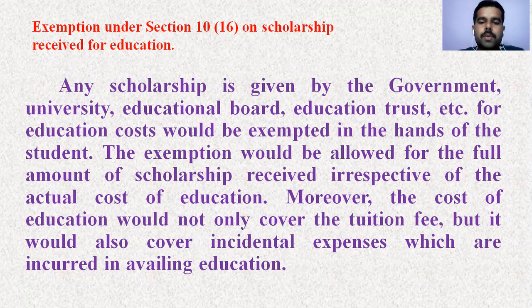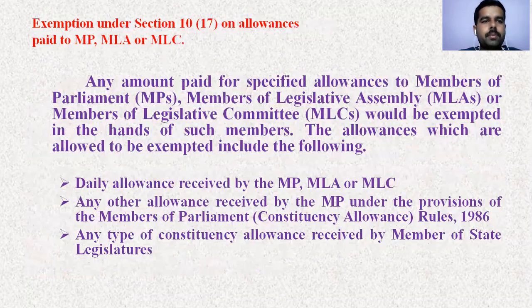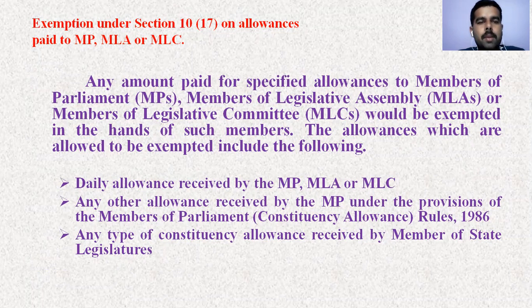The next one, exemption under Section 10(17) on allowances paid to MP, MLA or MLCs. You observe the politicians, they are getting some allowances. Politicians in the sense the MPs, members of parliament, members of legislative assembly, members of legislative council. Any amount paid for specified allowances to the MPs, MLAs, MLCs would be exempted in the hands of such members.